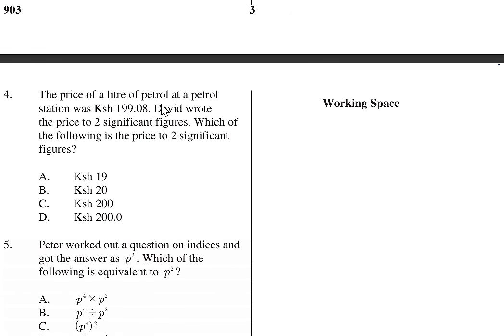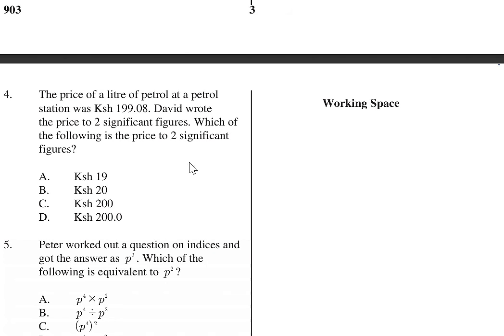The price of a liter of petrol at a station was 199.08 Kenyan shillings. David wrote the price to 2 significant figures. Which of the following is the price to 2 significant figures?